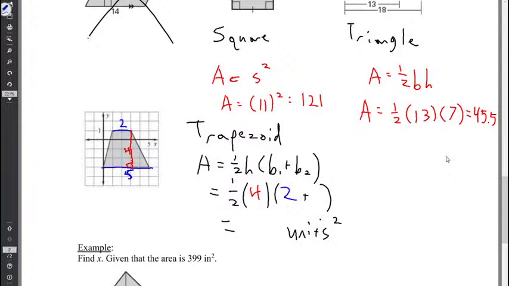We're going to add those together, which is 7. So I have half of 4 is 2 times 7 is 14 units squared for my area. So that's your trapezoid. Bases are parallel. The height connects the two bases together.